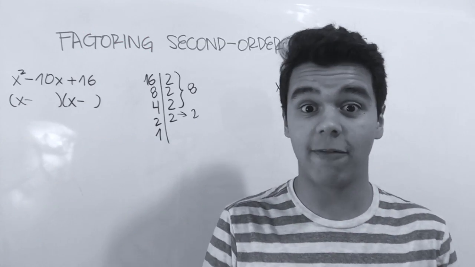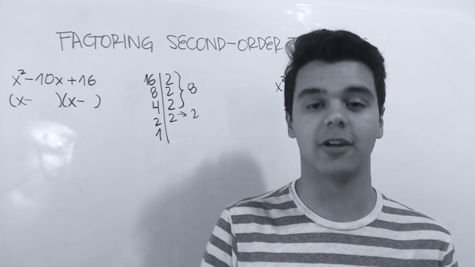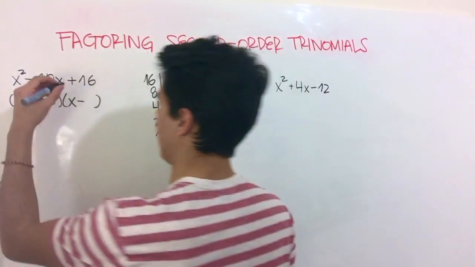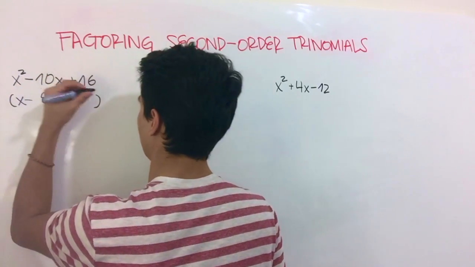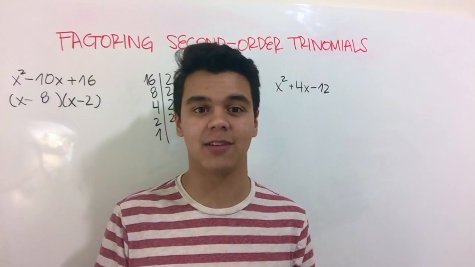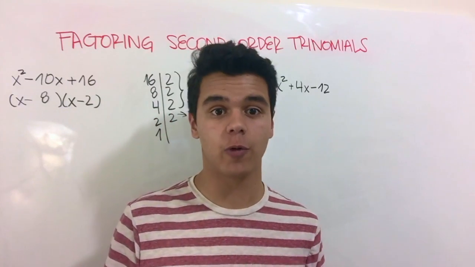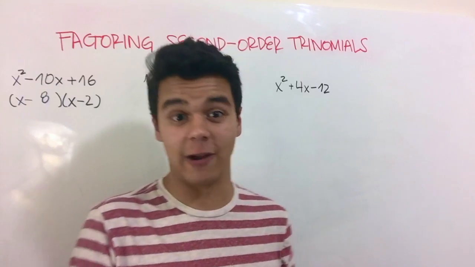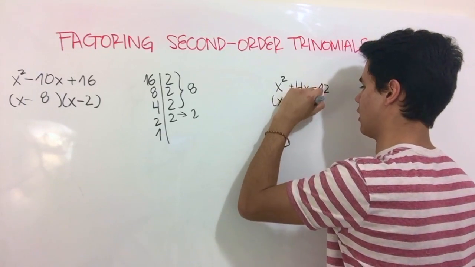Quick tip, don't ever forget that our largest number has to be in our first term. So we end up with 8 in here and a 2 in here. Now let's move on to our next example. We're going to do the exact same thing as we did here. So take the square root of your first term and put it in the parentheses, x and x.